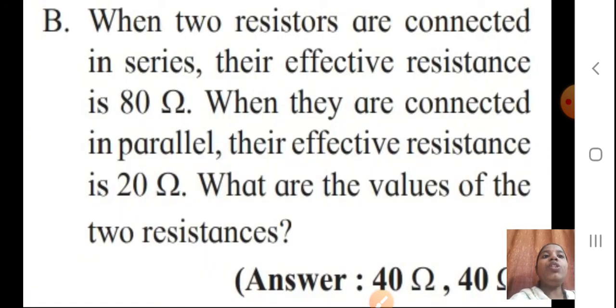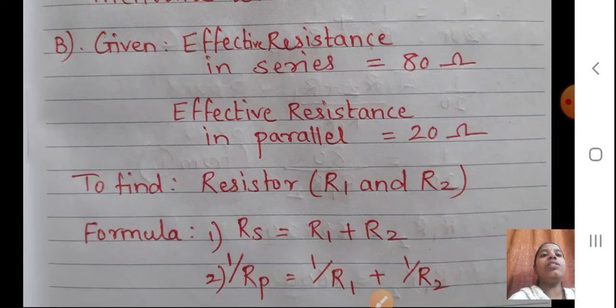B: when two resistors are connected in series, their effective resistance is 80 ohms. Now, two resistors we are first connecting in series, and the effective resistance we have is 80 ohms. When they are connected in parallel, their effective resistance is 20 ohms. What are the values of the two resistances? That means we are going to find how much R1 and R2 are.